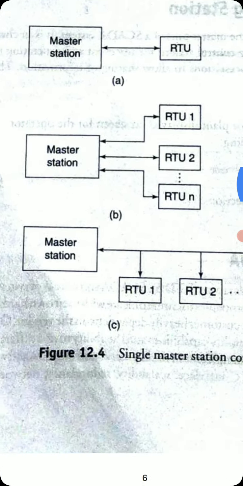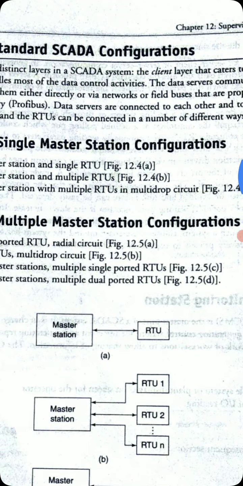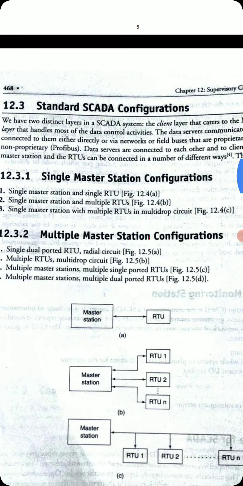Coming to the third one, here you can see same as the second one, but here RTUs are connected in multi-drop circuit. Multi-drop circuit means the connection to the master station is one. It is having a number of tappings to connect the RTUs. See, RTUs 1 to n are connected in a multi-drop circuit. These three are of single master station configuration. Coming to the second one, that is multiple master station configuration.